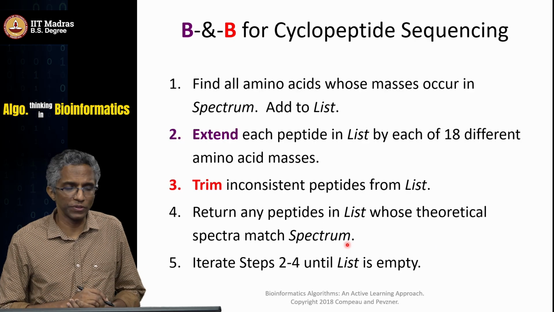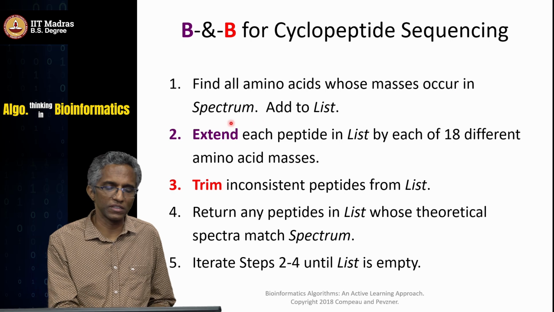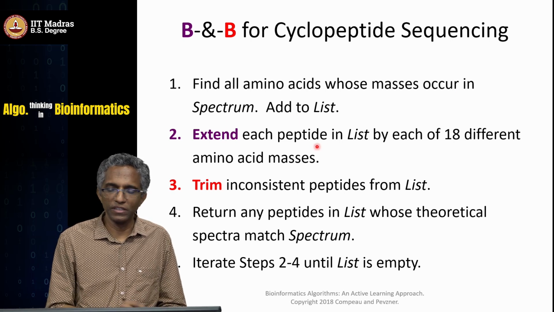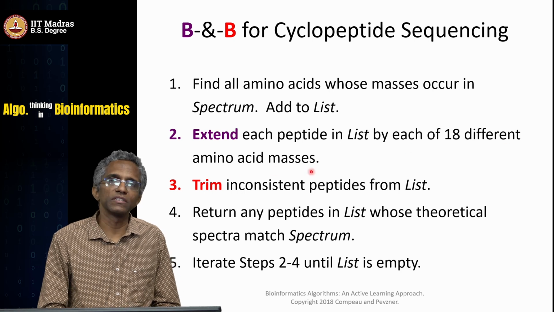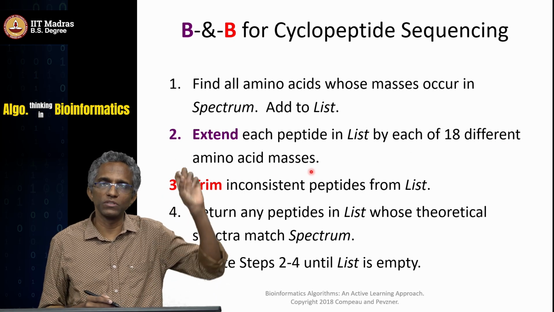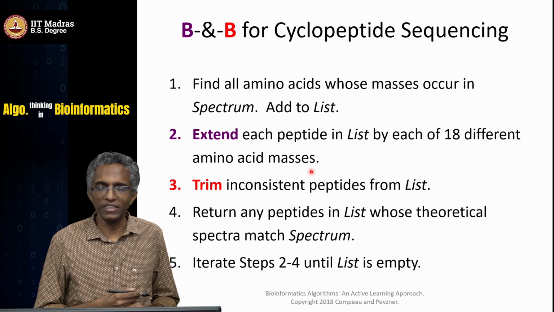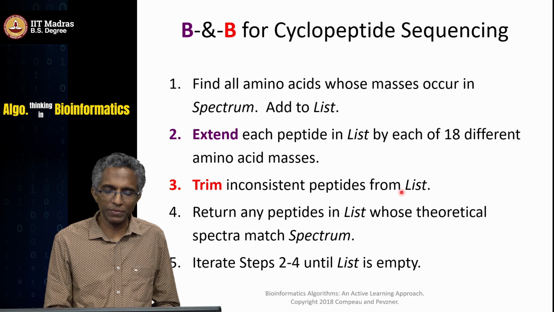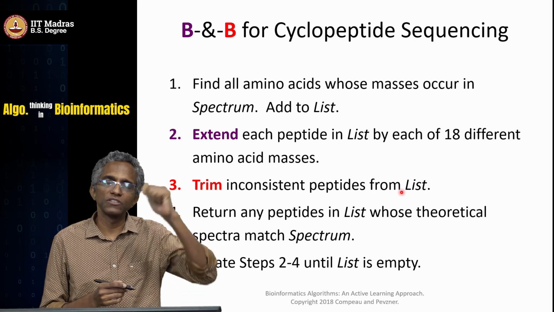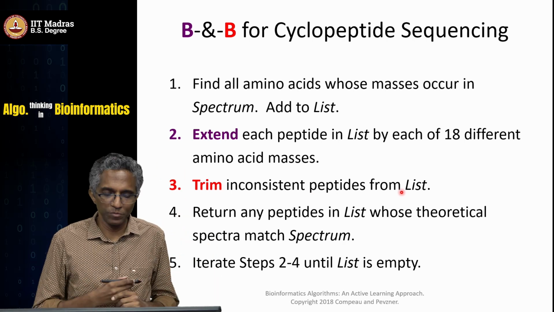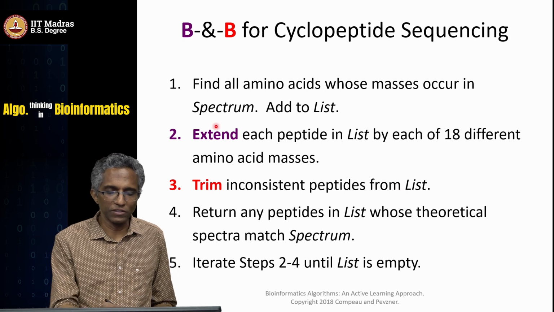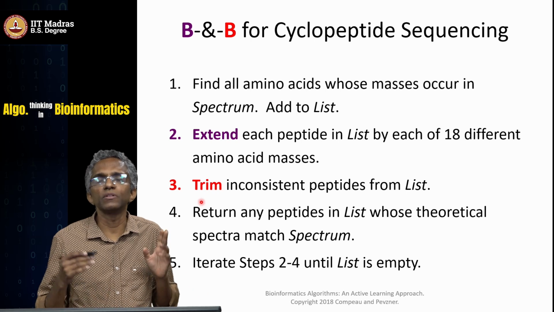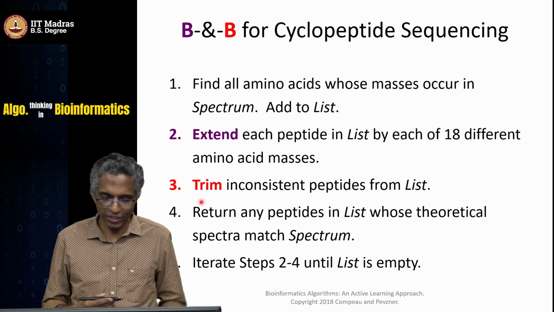And so here is the pseudocode for the algorithm. You find all the amino acids whose masses occur in the spectrum, you add them to the list, and then you extend each peptide in the list by each of the 18 different amino acid masses. Remember that there were 20, but it was collapsed down to 18 because 2 pairs of amino acids have the same masses. Now you trim the inconsistent peptides from the list because their masses don't match the masses provided in the input. Then you keep repeating this expanding and trimming operation until you get a full length peptide whose theoretical spectrum matches exactly the input spectrum.